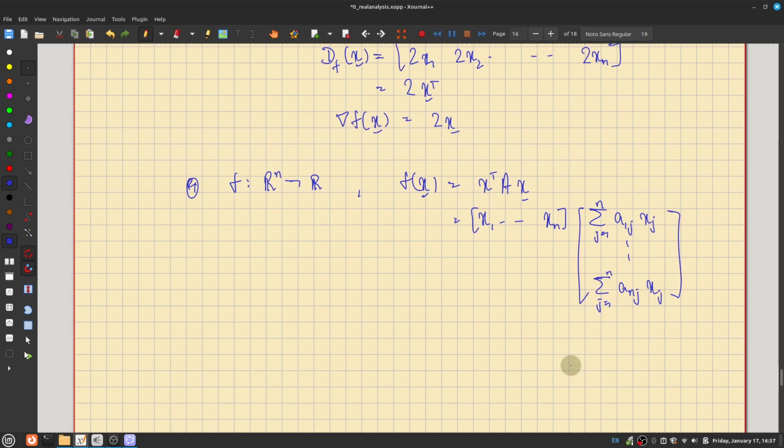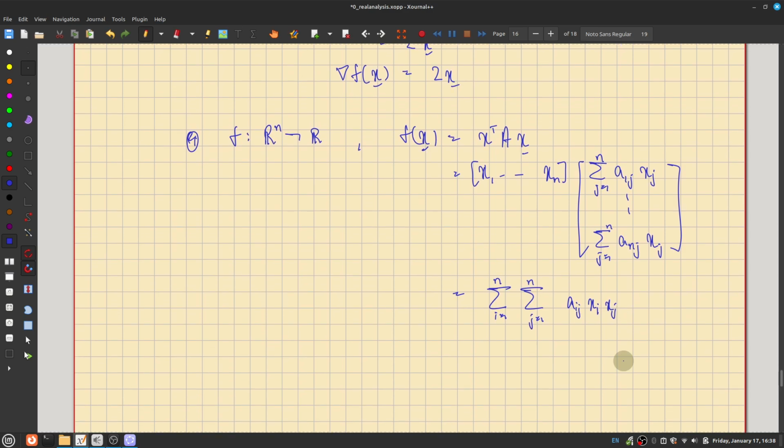Right. So now when I multiply these together, I simply get summation i equal to 1 to n, summation j equal to 1 to n of aij xi xj. All right, great. So now when I take the derivative with respect to, let's say, xi, let's take some particular i. This is my f. What is the partial derivative of f with respect to some xi? What would this be equal to?